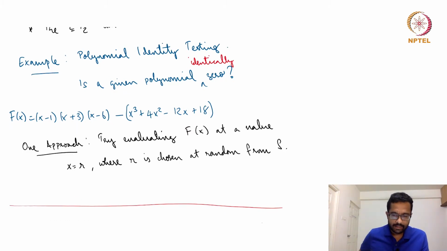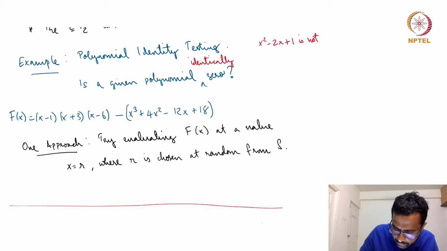So what do I mean by identically 0? Consider this x squared minus 2x plus 1. This polynomial evaluates to 0 when x is equal to 1, but this is not always 0. When x is equal to 3, for instance, you get 9 minus 6 plus 1, which is equal to 4. So this polynomial is not identically 0.